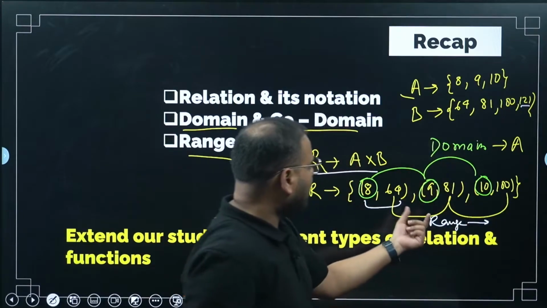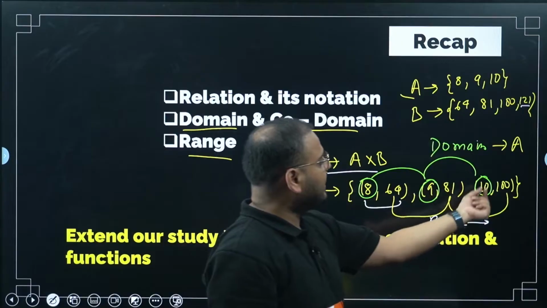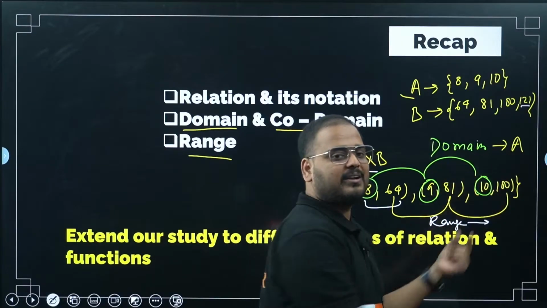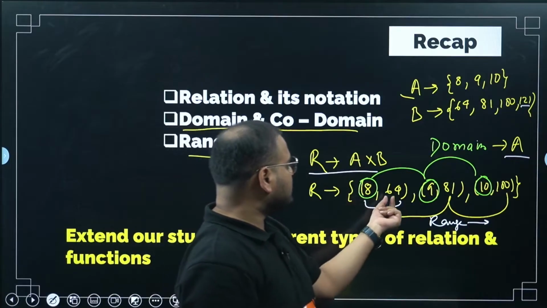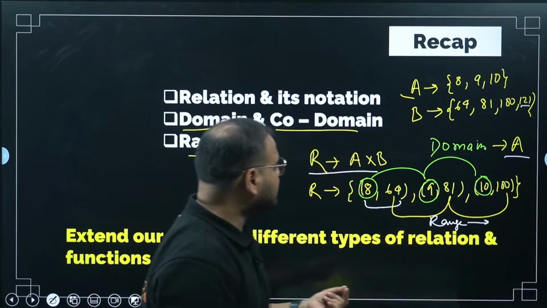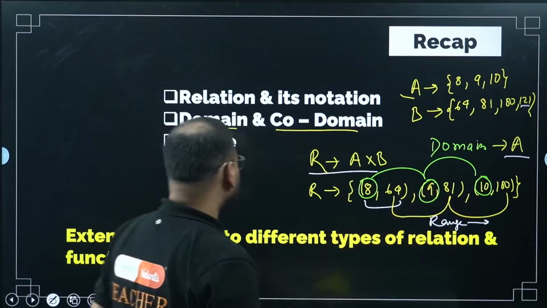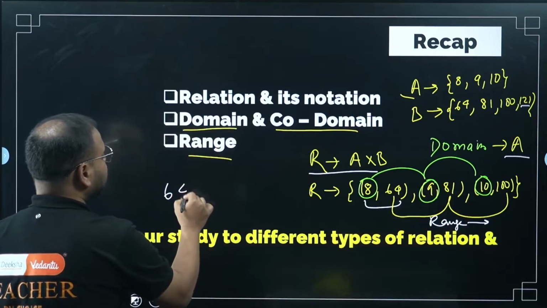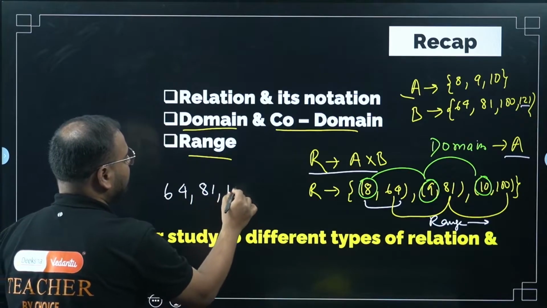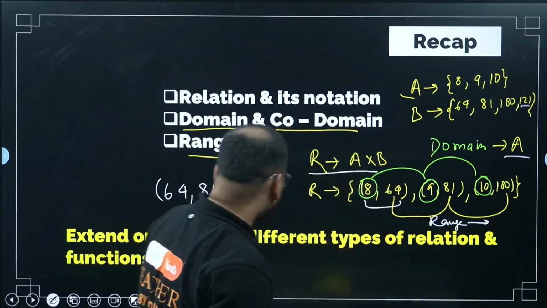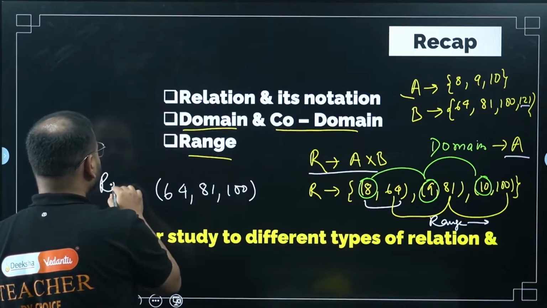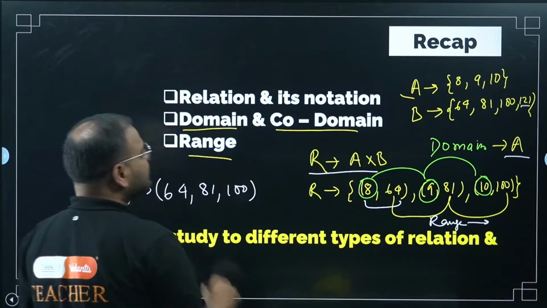Check out here. I wrote 8, 9 and 10 as domain, and I wrote it directly as A. So A is my domain. Great, sir. But now 64, 81 and 100. What is it? Is it my set B? No sir, it is my range. Then what exactly is set B, sir?